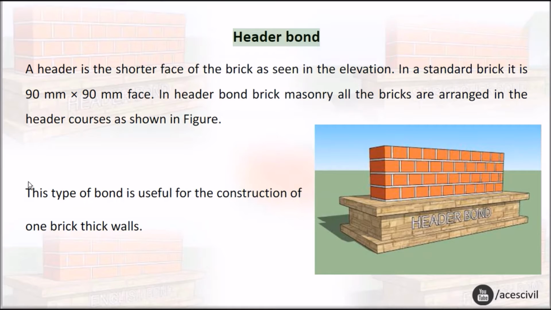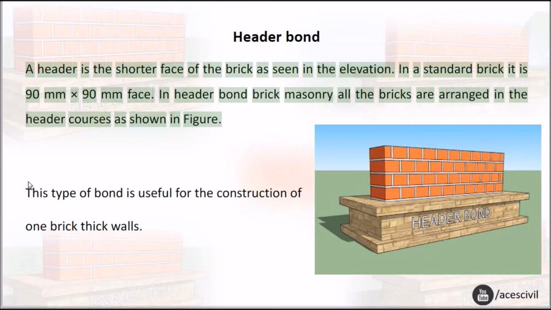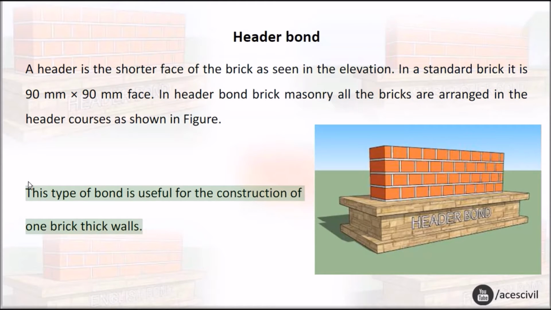Header bond. A header is the shorter face of the brick as seen in the elevation. In a standard brick it is the 90 mm x 90 mm face. In header bond brick masonry all the bricks are arranged in header courses as shown in the figure. This type of bond is useful for the construction of 1 brick thick walls.